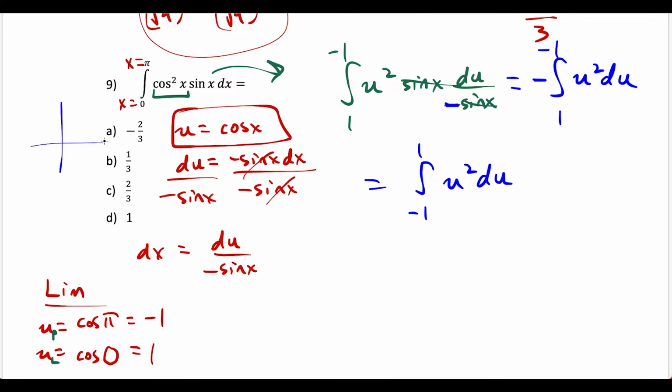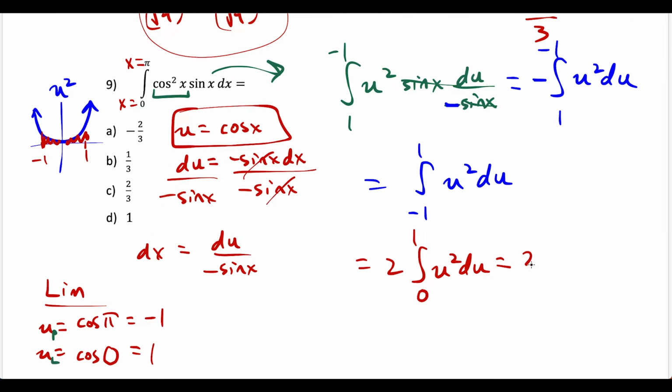Now, if you really want to be fancy, you could use the fact that u squared as a function is even. So if I'm finding the area from -1 to 1, just know that that's symmetric. So what I could do is rewrite this as 2 times the integral from 0 to 1 of u squared du like this. So this is just reviewing all the concepts of integration we can make use of.